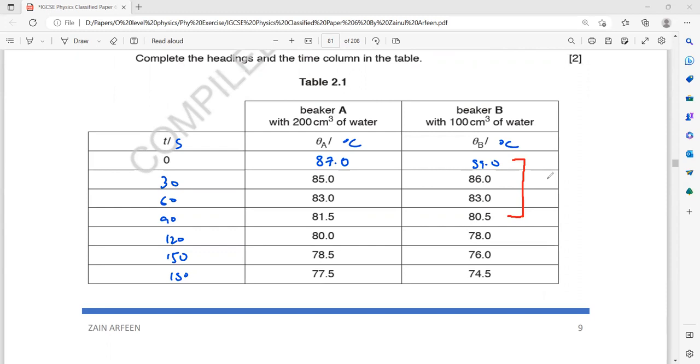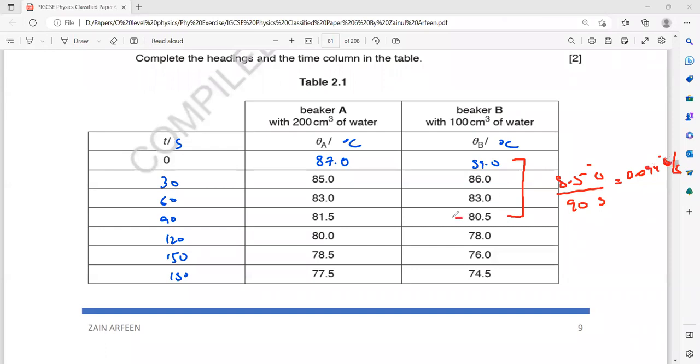What is the change in temperature in the first 90 seconds? 8.5 degrees. So 8.5 degrees divided by the time, which is 90. So 8.5 divided by 90, what's the answer? 0.094 degrees Celsius per second.